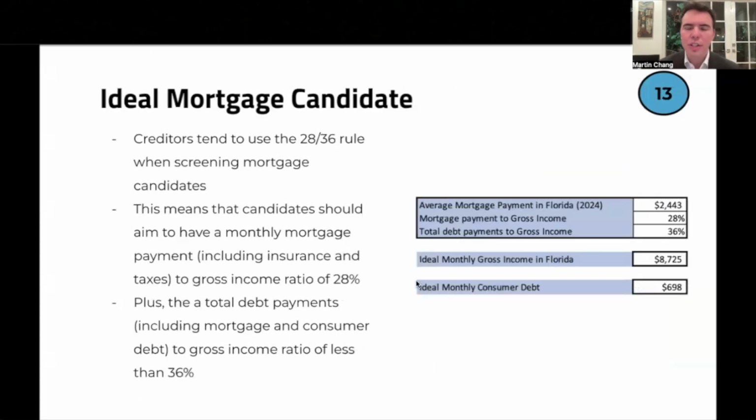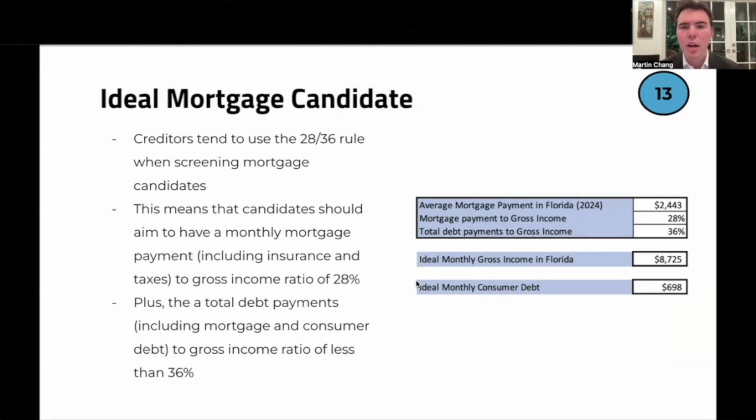So when it comes to the ideal mortgage candidate, creditors tend to use the 28 to 36 rule. And that means that your mortgage to gross income ratio should be 28%, and your total debt payments, that's including consumer credit, to gross income should be around 36%.